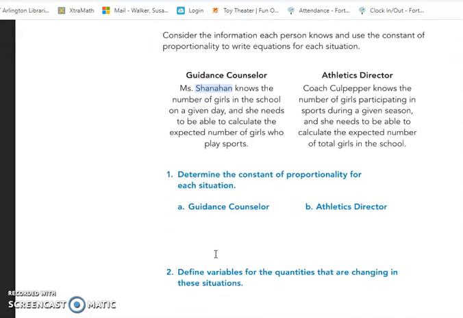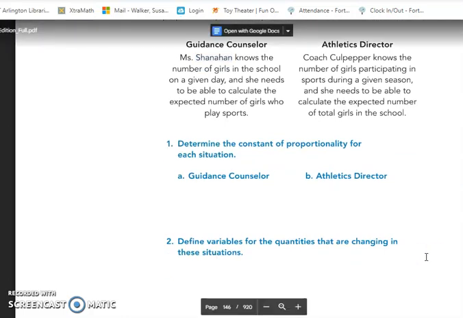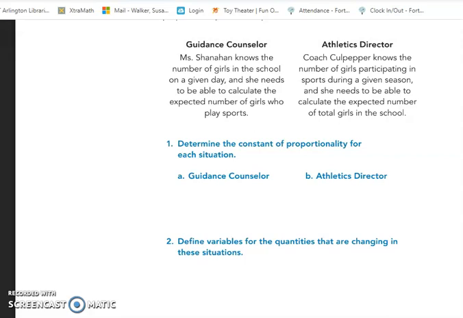So this says, we have our guidance counselor, Ms. Shanahan, knows the number of girls in the school on a given day, and she needs to be able to calculate the expected number of girls who play sports, right? So she's going to be looking for the ones who play sports, okay?